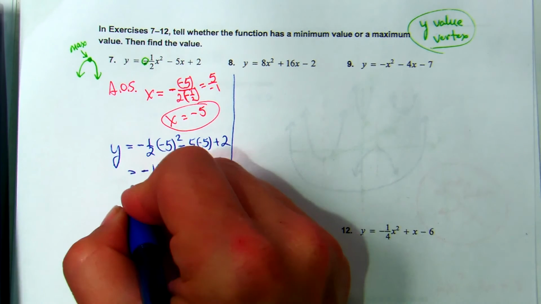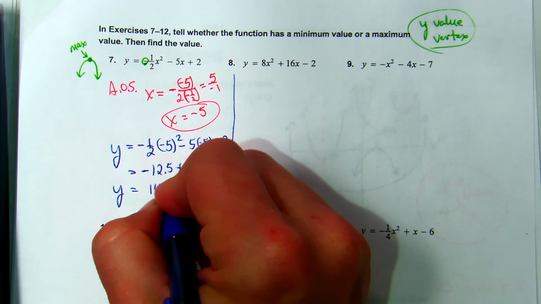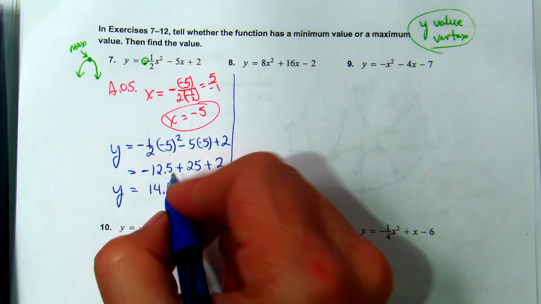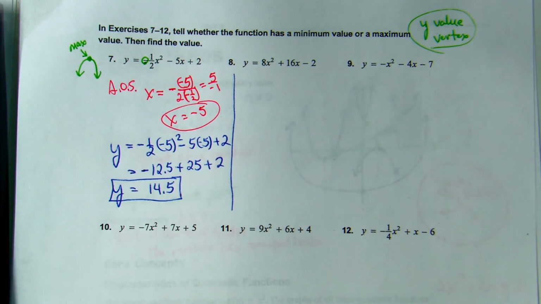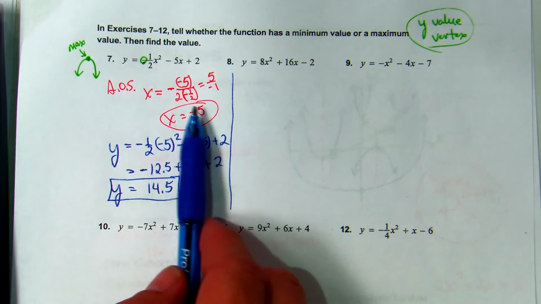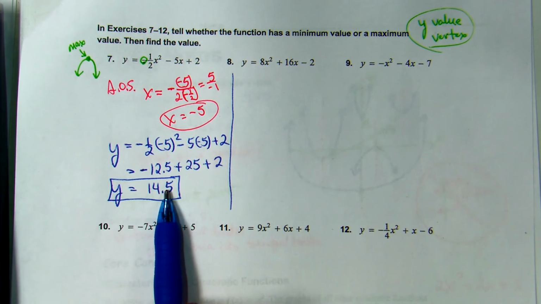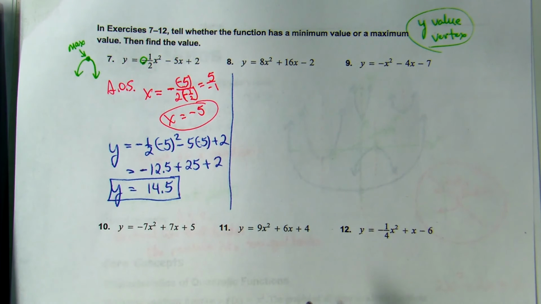When I do all my math here, y is going to equal 14.5. You can do that in the calculator, and you can find out that would be 14.5. If I were to put this equation in the calculator, go to my table, and look at x equals negative 5, I would see that my y value is 14.5. So you can obviously confirm this one in the calculator as well.